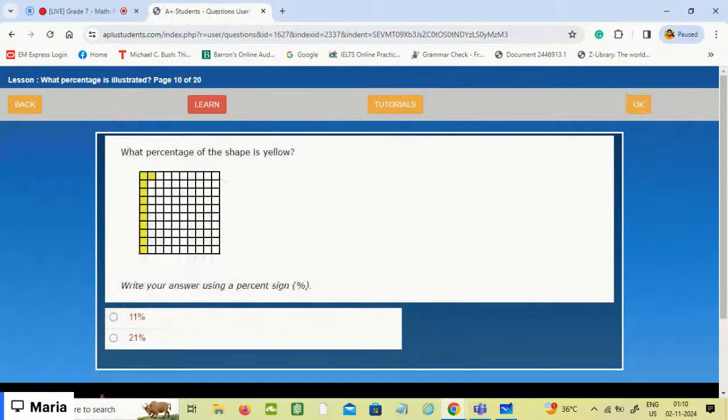What percentage of the shape is yellow? Which is the correct option? 11% it is. Option number 1 is the correct option. Okay, you can complete the lesson by yourself later today. Let me just move on to the next lesson.